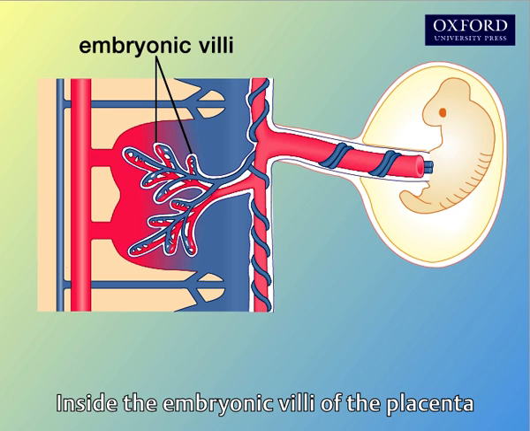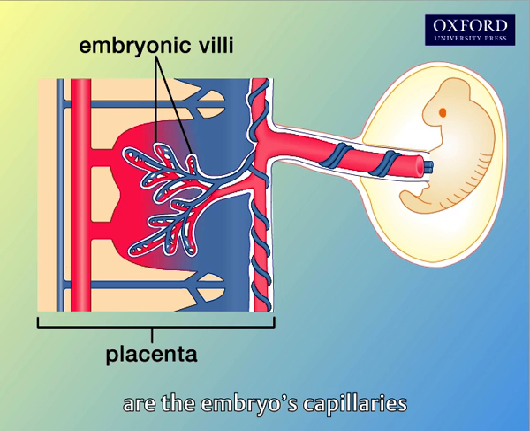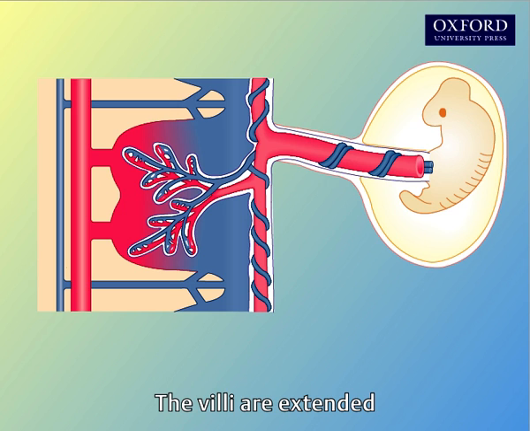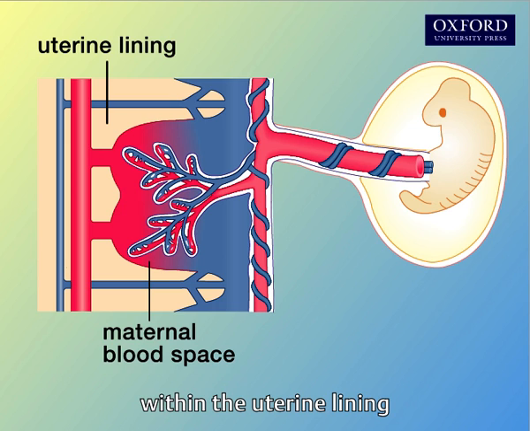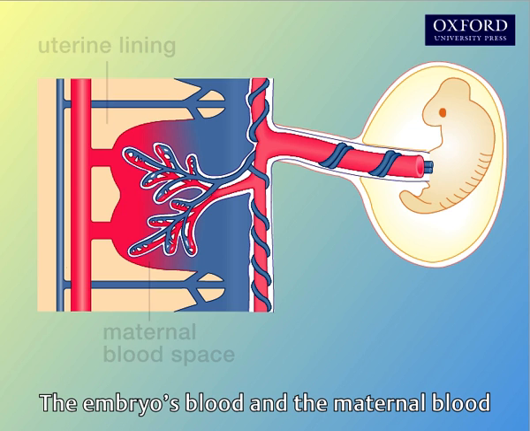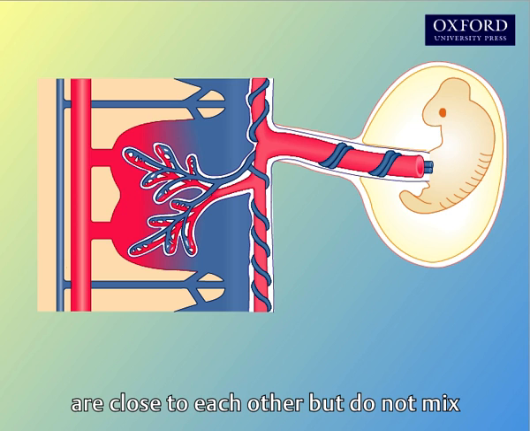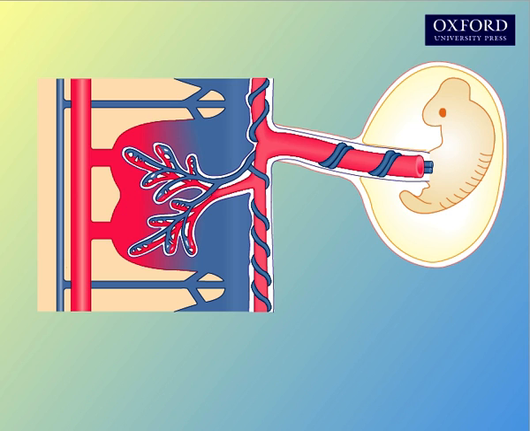Inside the embryonic villi of the placenta are the embryo's capillaries. The villi are extended into the maternal blood space within the uterine lining. The embryo's blood and the maternal blood are close to each other but do not mix.